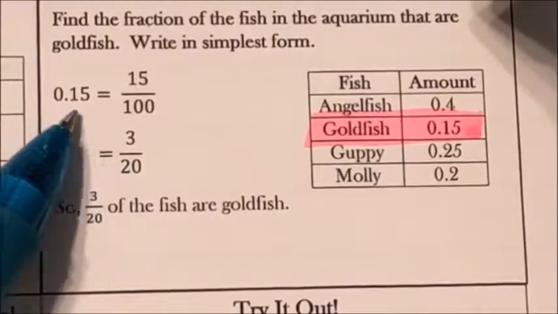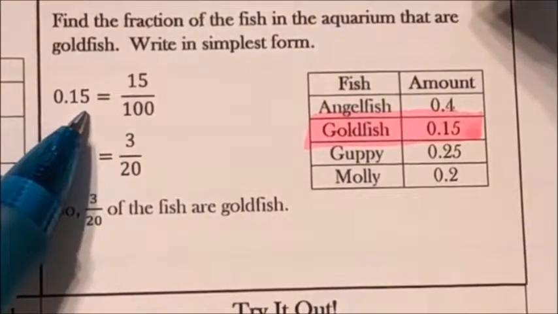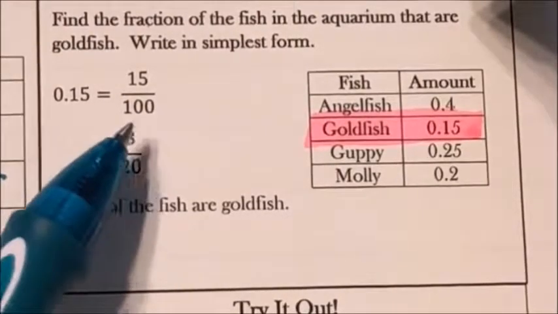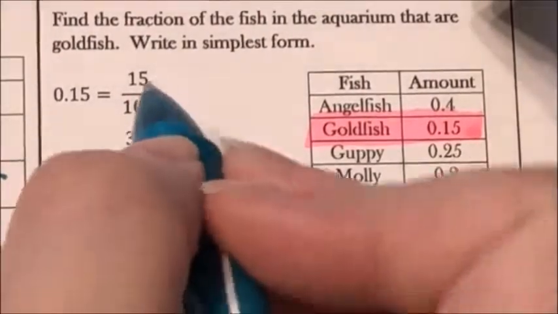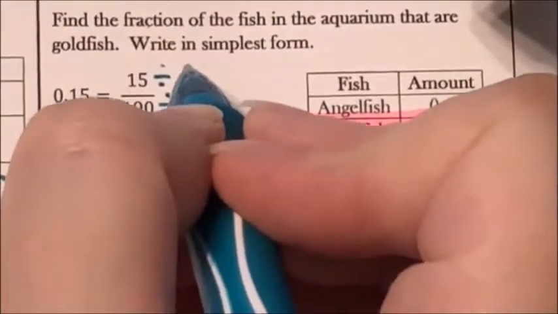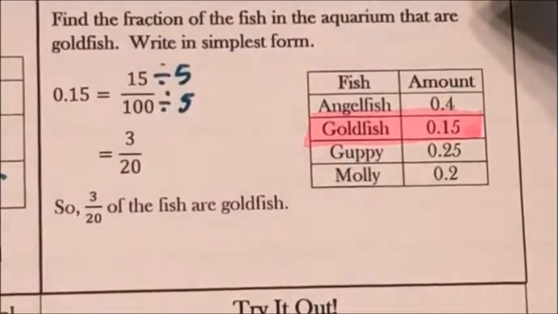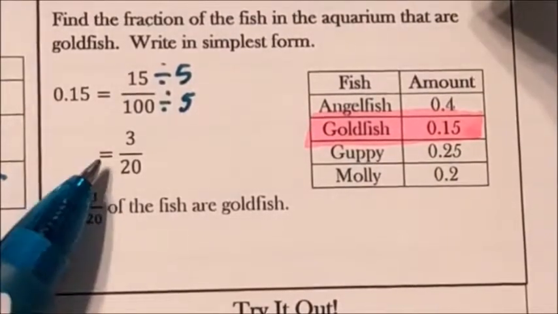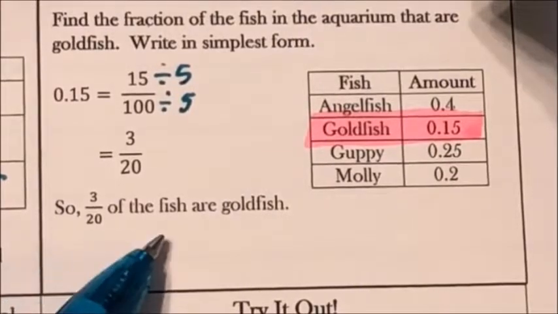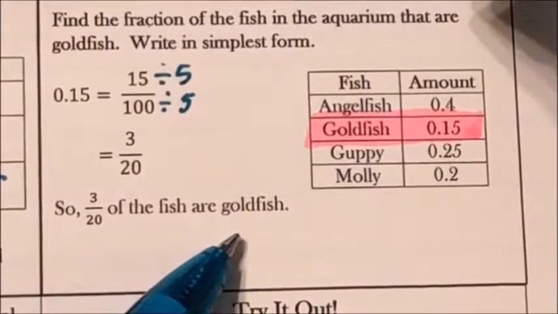Another way that you can think about it is I have two places behind the decimal, so I have 2 zeros in the denominator. I can simplify this because I can divide 15 and 100 both by 5. So 15 divided by 5 is 3. 100 divided by 5 is 20. So 3/20ths of the fish are goldfish.